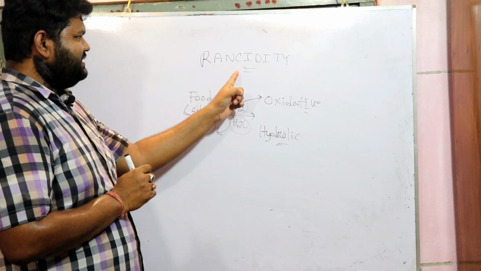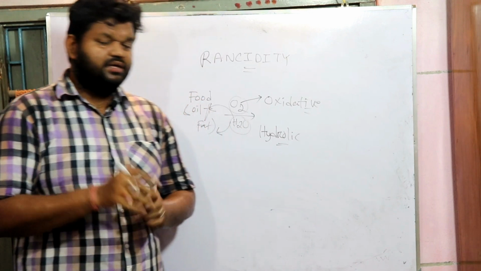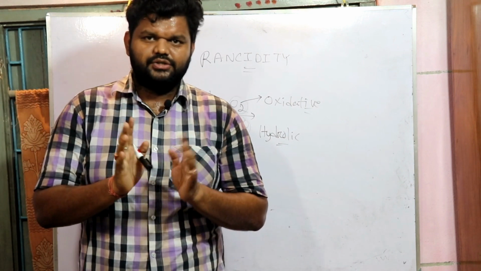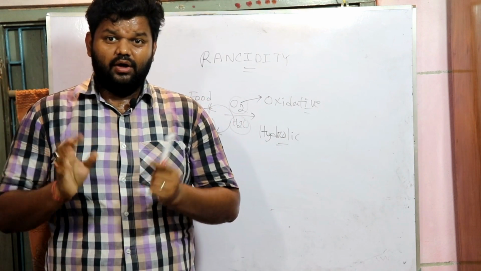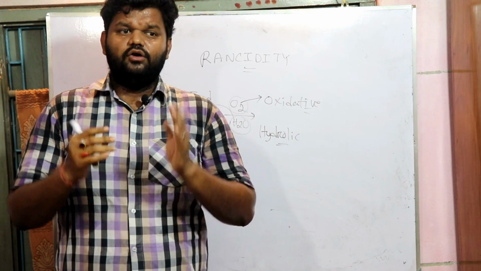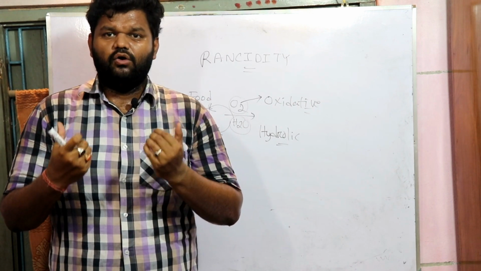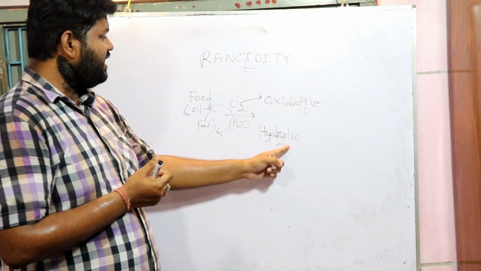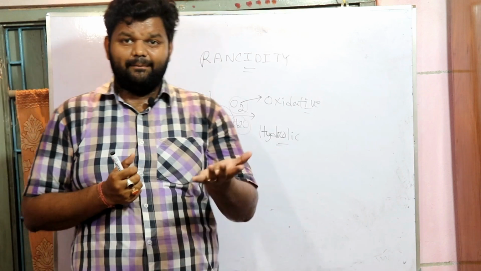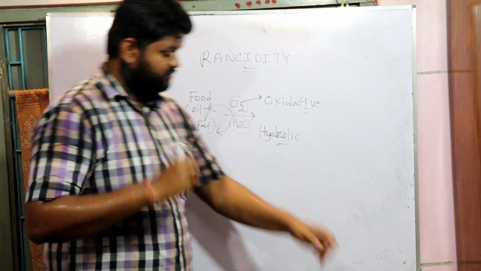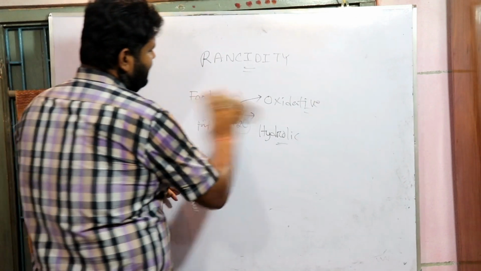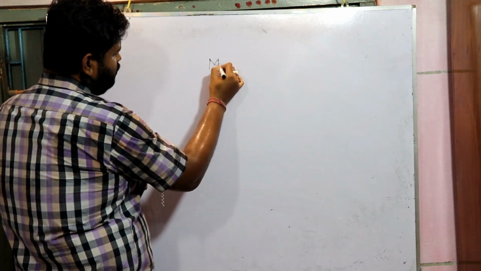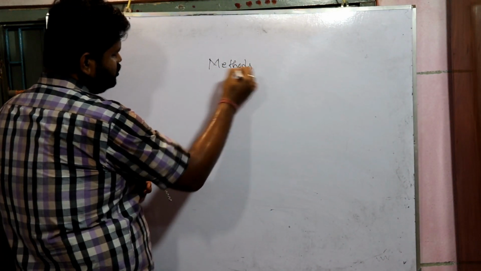So these are examples of rancidity, and previously we have talked about corrosion. I think, students, all of you are now able to understand what corrosion is, what types of corrosion there are, what types of rancidity, oxidative and hydrolytic, there are, and what the examples are. And yes, we can definitely prevent rancidity also. So what are the methods to prevent rancidity?